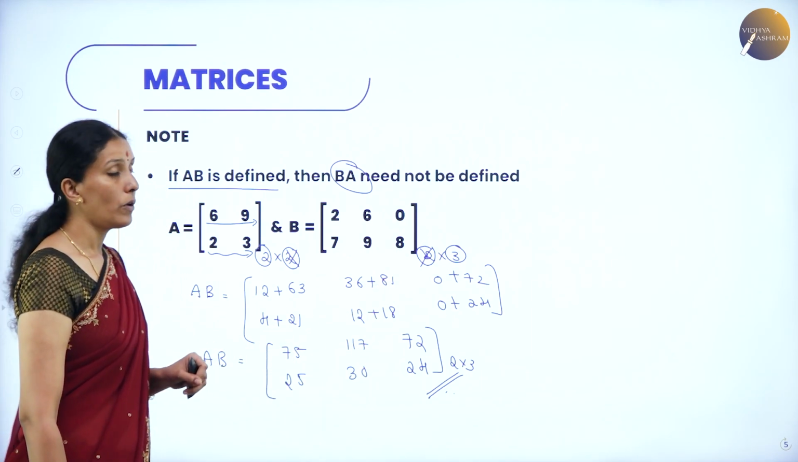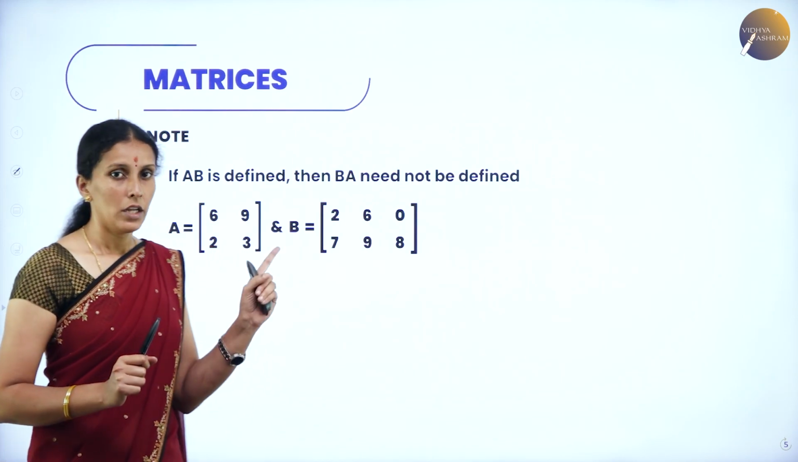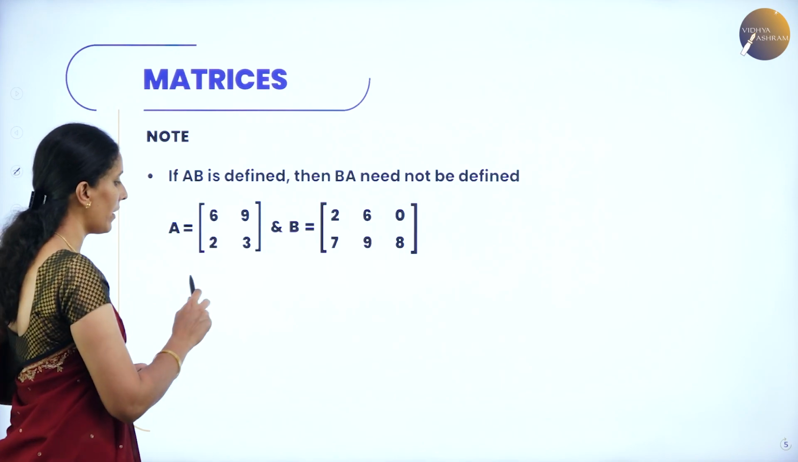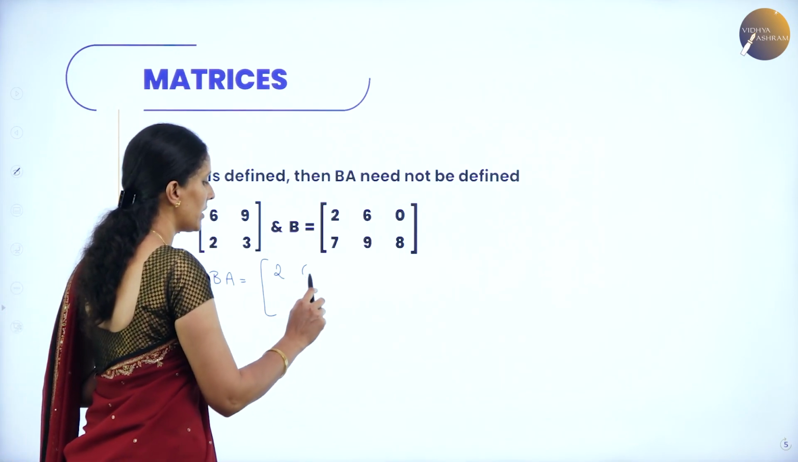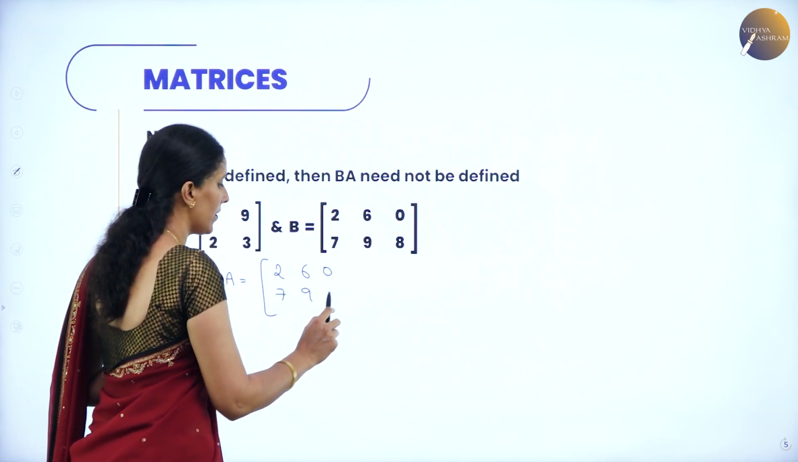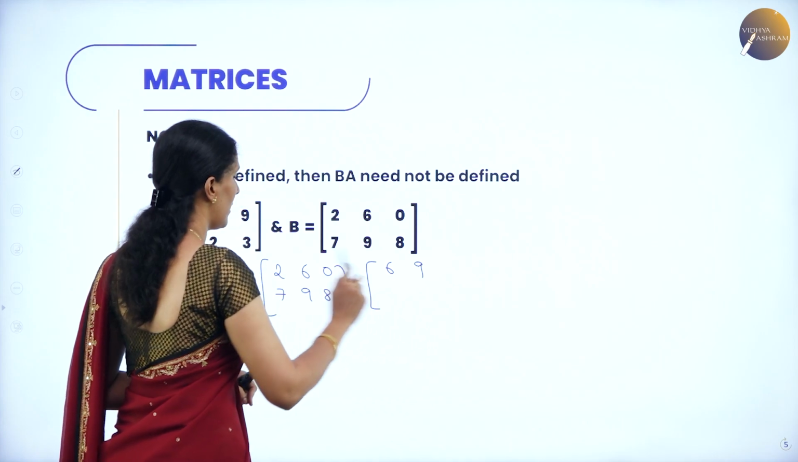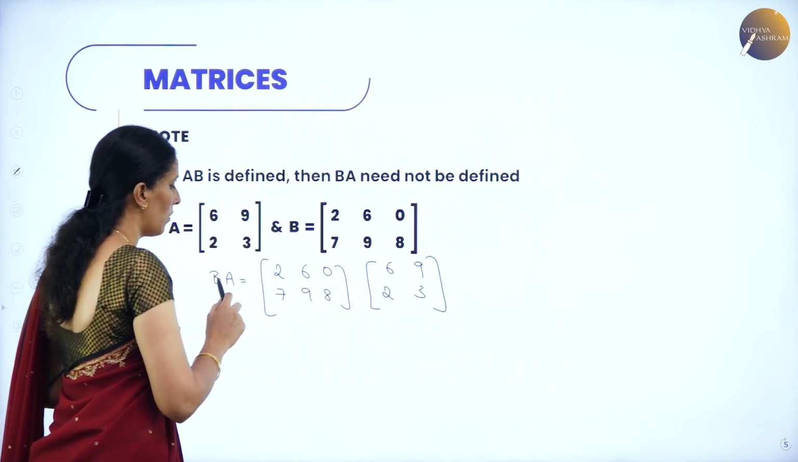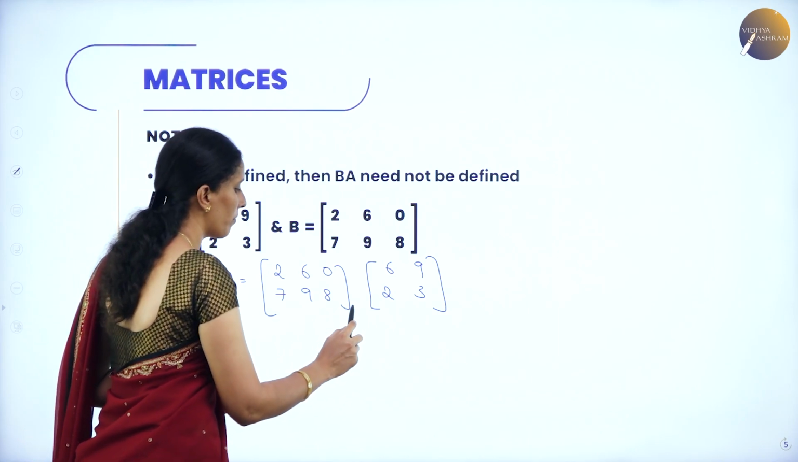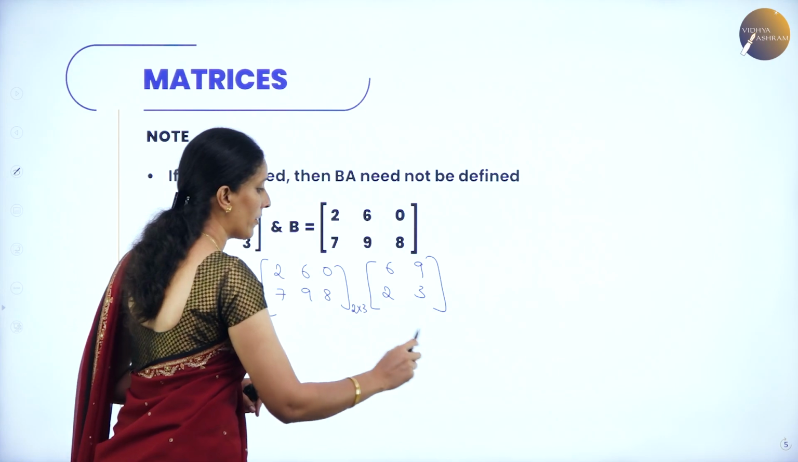Now let's see about BA. So now you have seen that AB can be defined. Now let's see how BA can be defined. BA means B, that is 2 6 0 7 9 8, and A is here 6 9 2 3. So here, what is the order of B? Order of B is 2 rows, 3 columns. What is the order of matrix A?